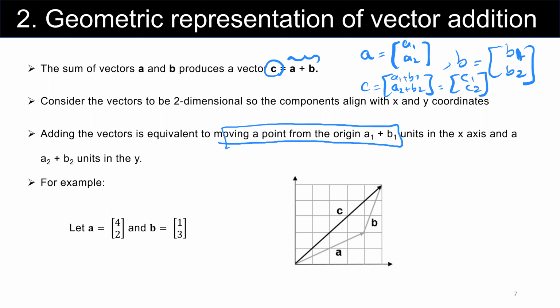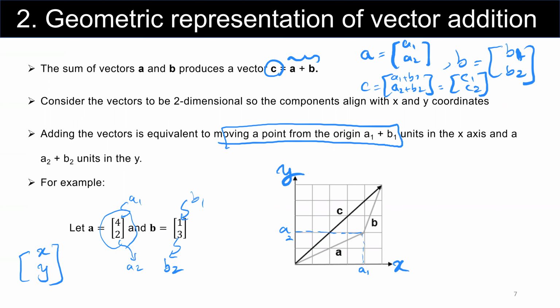Let's take a closer look at an example. So we have vector A, which is (4, 2). The first element is the x-axis, the second element is the y-axis, right? So vector A is (4, 2). 4, this is A1, and 2, this is A2. We have the same for B. B sub 1 is 1, this is B sub 1, and B sub 2 is 3.